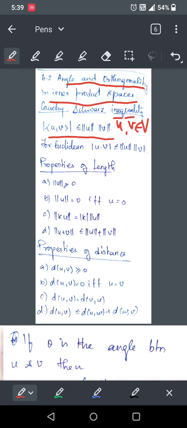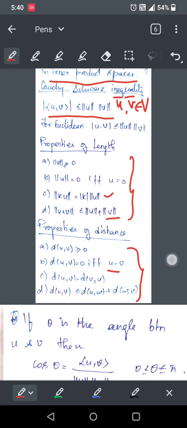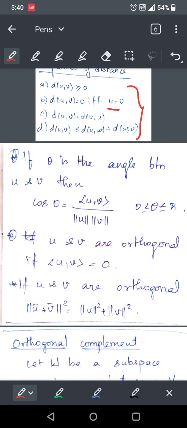So these are all the properties of length and distance which we have already come across in module 2. The distance and length will always be greater than or equal to 0, and it is equal to 0 if and only if u is equal to 0. For this case, norm of ku is equal to modulus k times norm u, and the last one is nothing but the triangle inequality. Similarly for properties of distance.